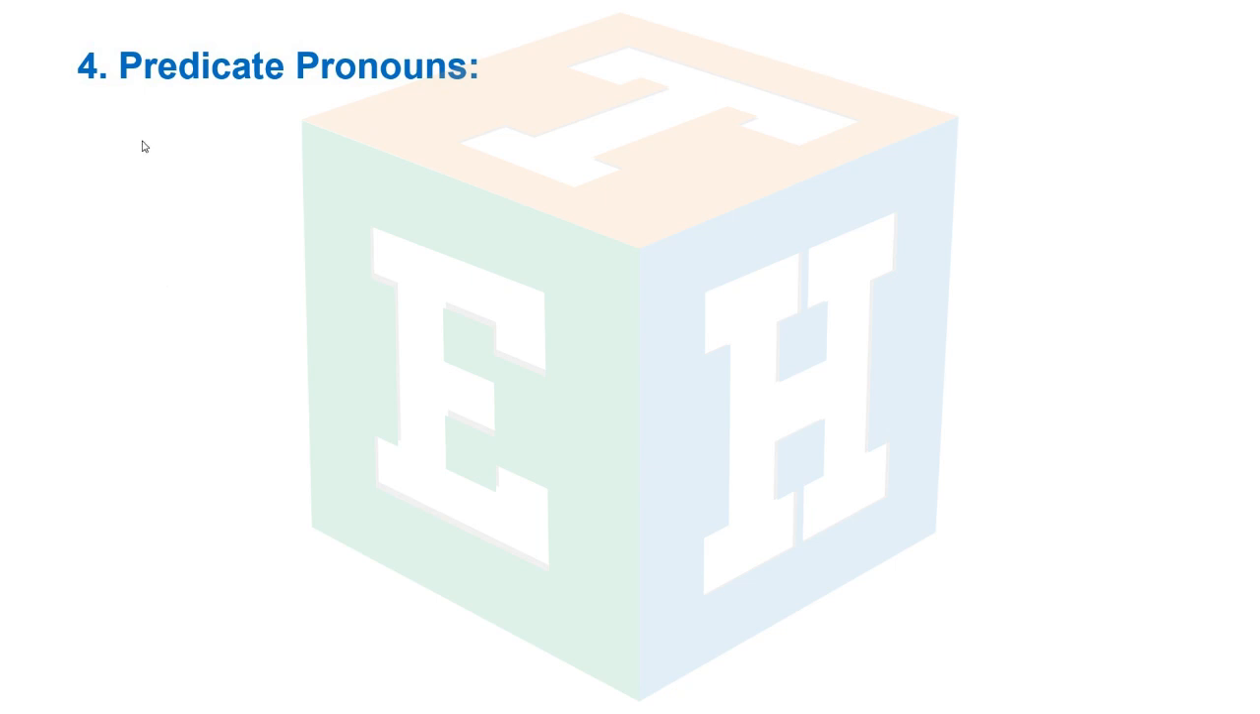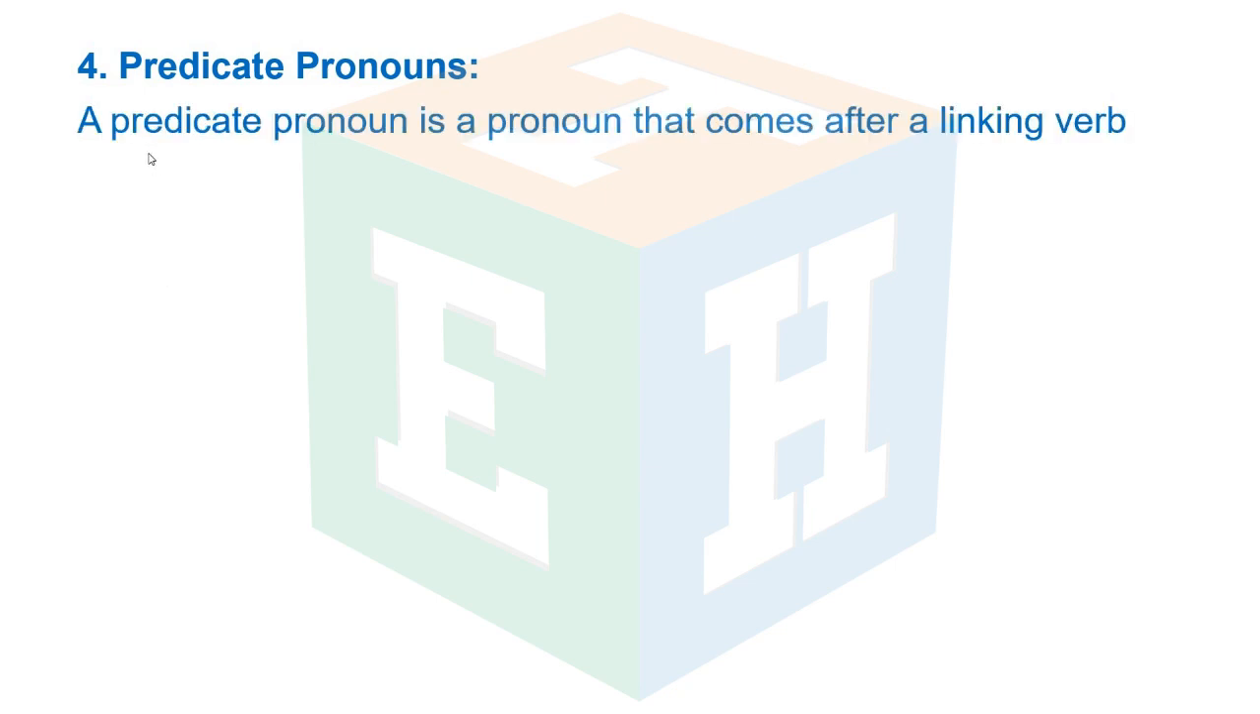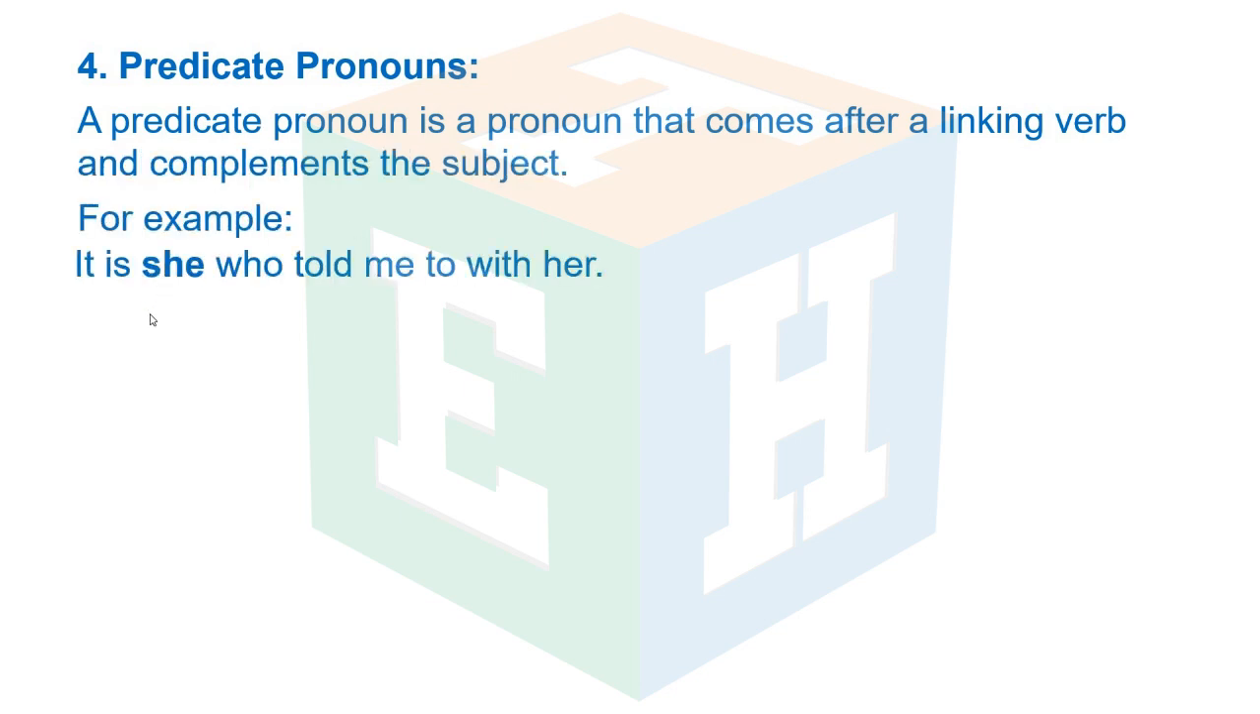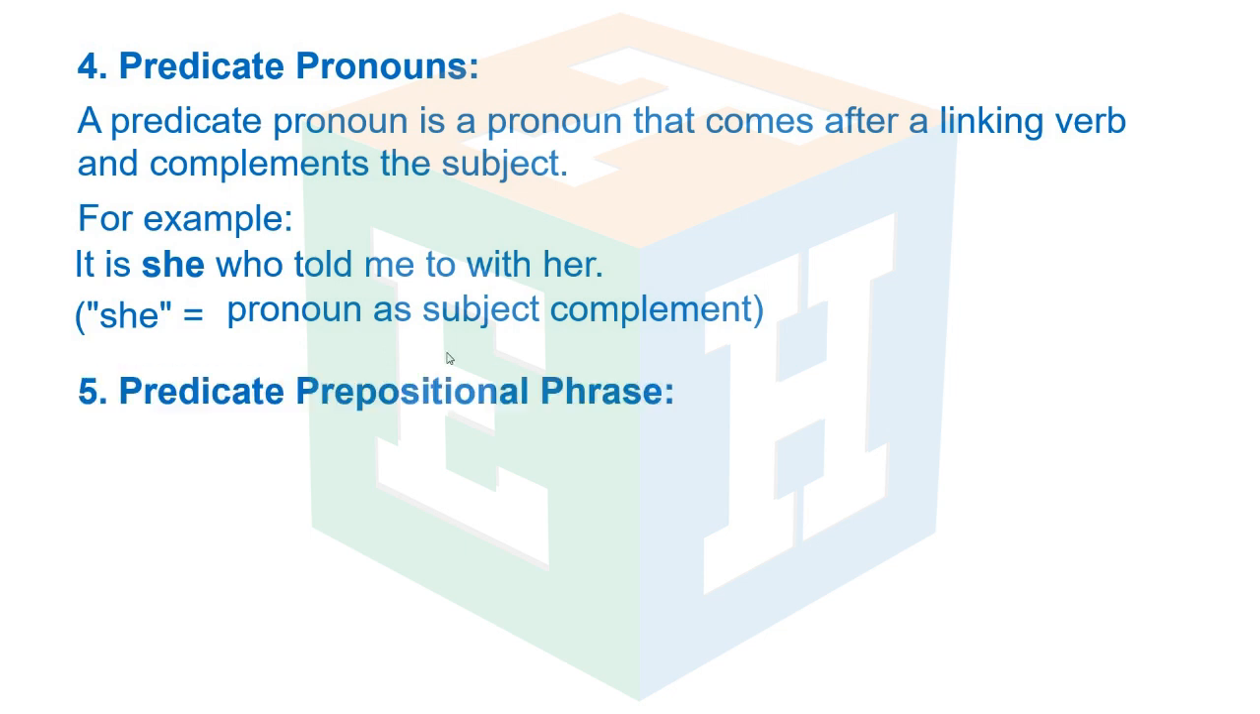Number 4, predicate pronouns. A predicate pronoun is a pronoun that comes after a linking verb and complements the subject. For example, it is she who told me to be with her. She is a pronoun as subject complement.